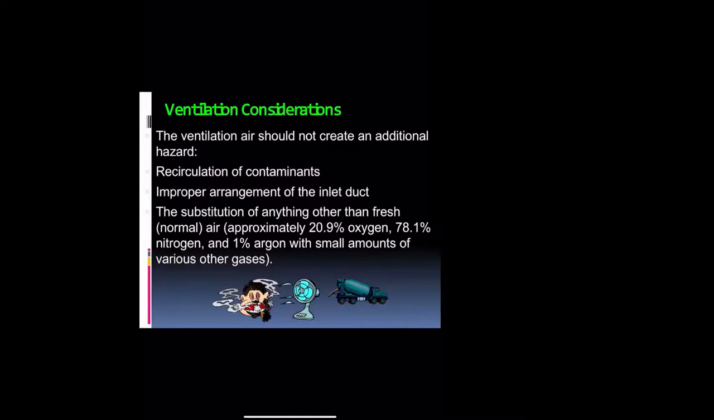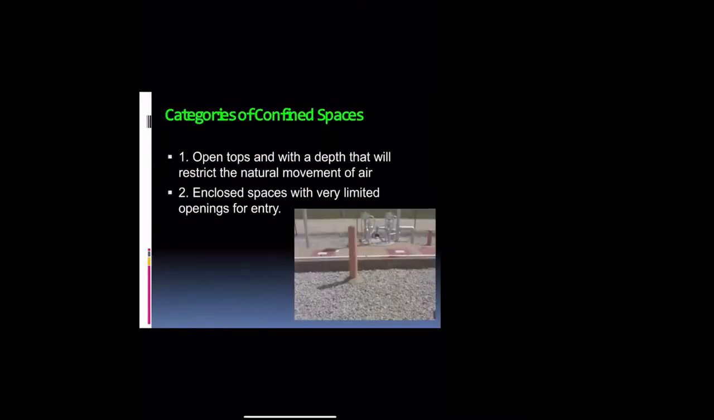Okay, looking here. You should be able to identify categories of confined spaces. You have things like open top spaces that have a depth that will restrict the natural movement of air. Now, there is an estimated best practice depth of 4 feet. That's basically saying it's deep enough that free flowing air is not going to be blowing through here, clearing the space. Or you have an enclosed space that has limited or no openings, maybe just a door entry, and then you get in and it's sealed. So these are different categories they identify.